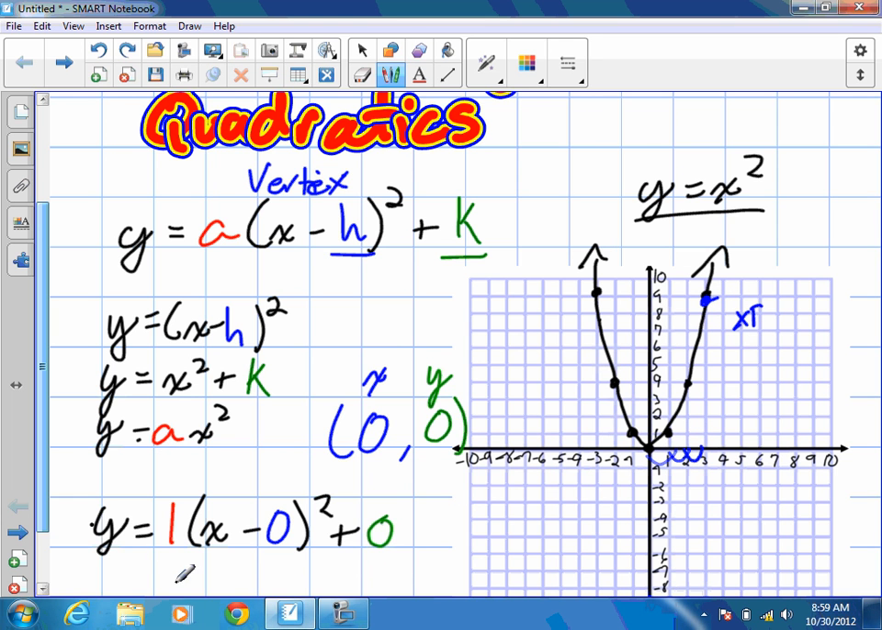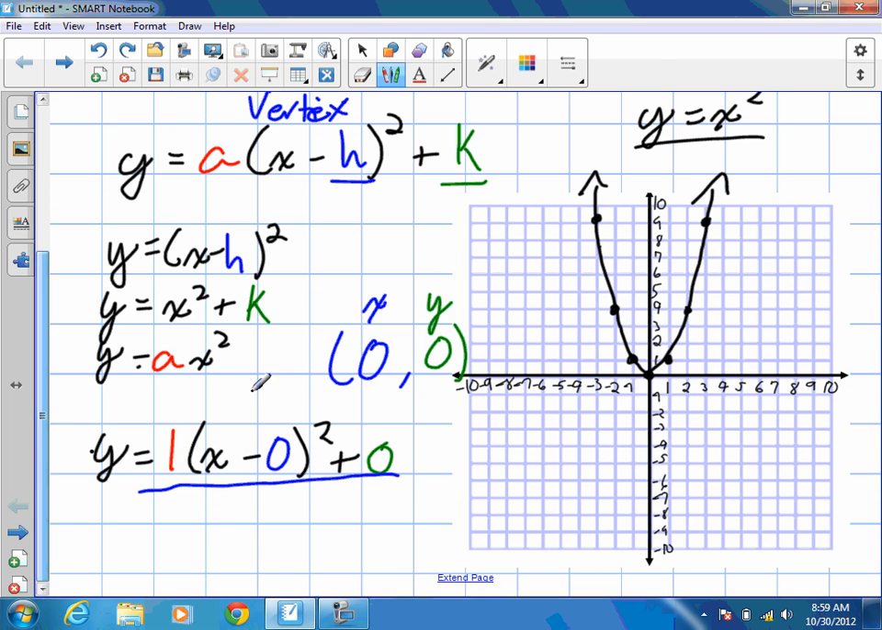So our a value in this original one is still technically the number 1, okay? So that's what our original parabola looks like, written out in the full vertex form. But when you simplify this, let's simplify it right now. Y equals, well, what's x minus 0? X, okay, so we still have the 1.